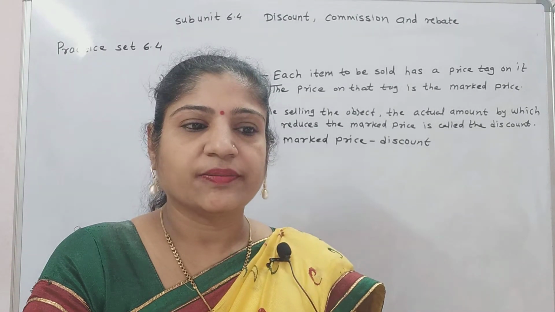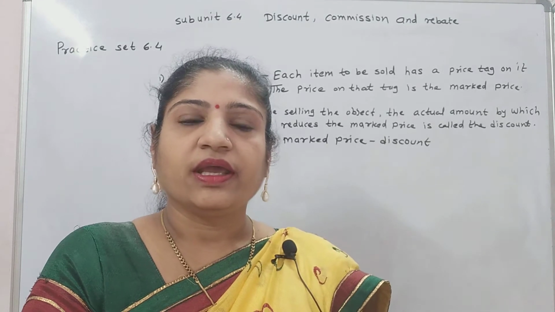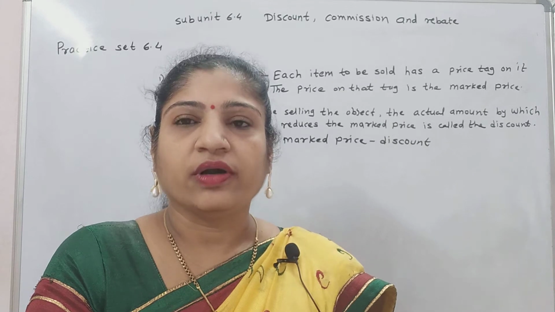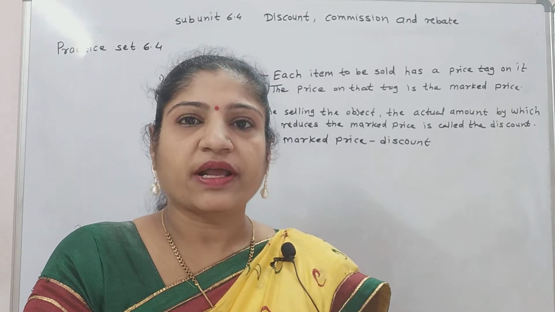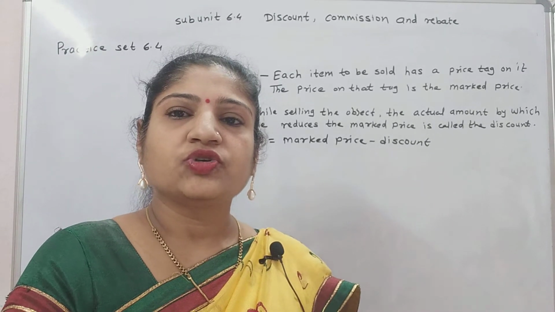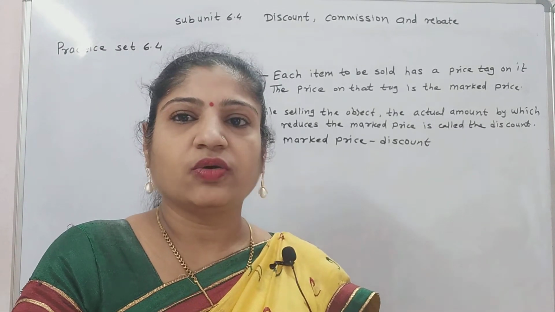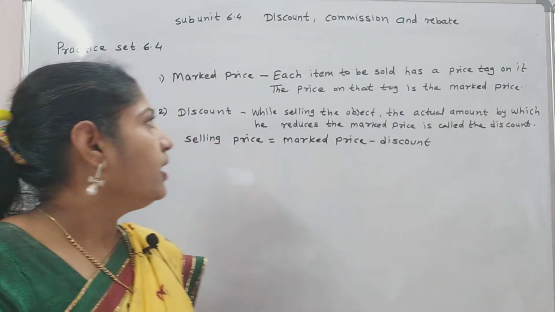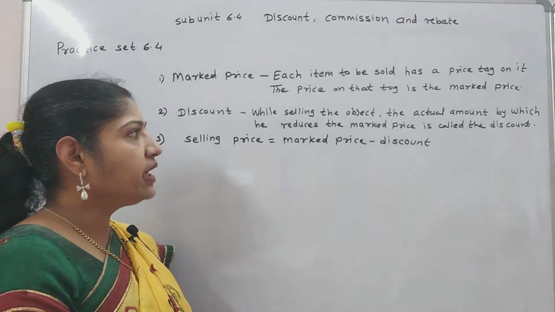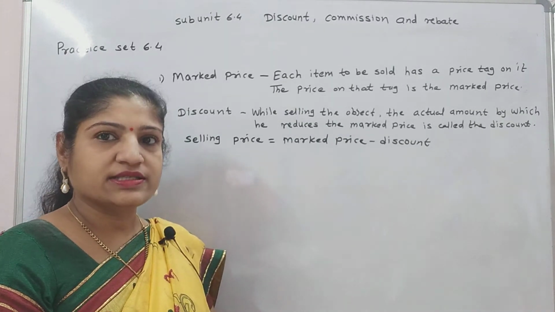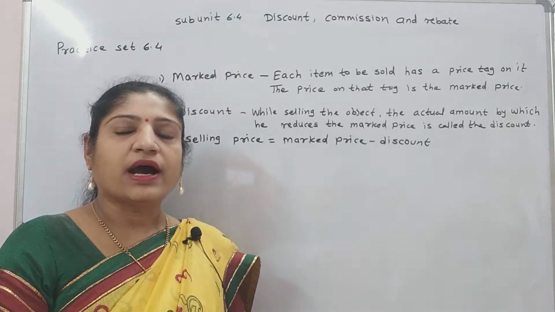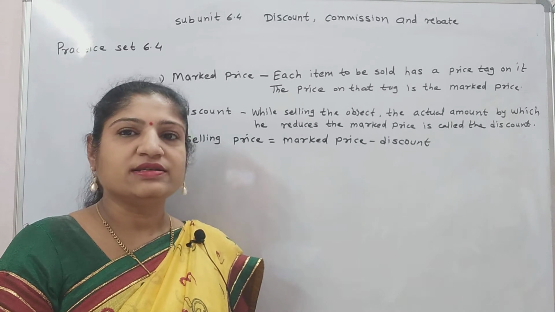First is mark price. What is meant by the mark price? Each item which is to be sold has a tag on it, and on that tag there is a price, and this price is called the mark price. Shopkeeper gives the discount on every item while selling the object. The actual amount by which he reduces the mark price is called the discount. And the selling price? The mark price minus discount is called the selling price.